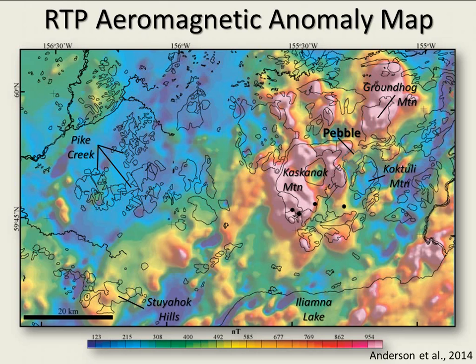The reduced to pole transformation shows that the magnetic highs are predominantly within the Pebble district. The magnetic high over the outcropping granodiorite on Kaskanak Mountain is now fully imaged. We've closed off the anomaly over here. Additional similar amplitude magnetic anomalies occur to the north underneath Groundhog Mountain. The Pike Creek area over here, although similar rock compositions but of differing age, shows up as dominantly magnetic lows. So these data show that similar composition rocks, such as granite and granodiorite, that formed during 2 different time periods within our mineral system, exhibit contrasting magnetic signatures.